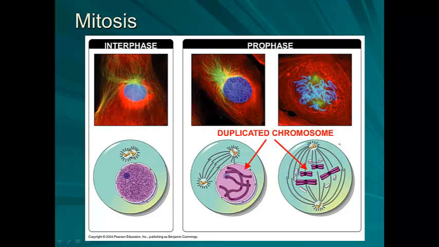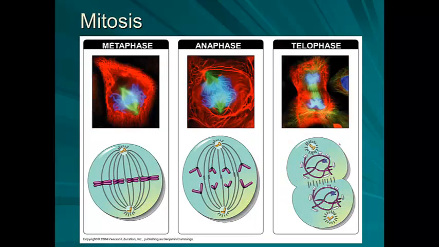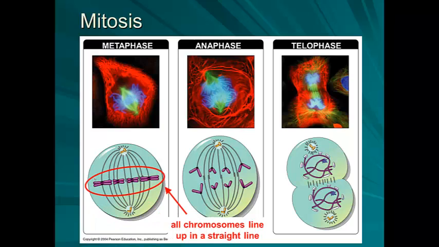So again, those represent duplicated chromosomes, and that duplication happens before prophase. Now in metaphase, those duplicated chromosomes are lining up along the equator of the cell, and they're lining up in a straight line. That is really important because when we look at meiosis, they don't line up in a straight line at first, and that has really important consequences for what's going on in mitosis at this point in the process.